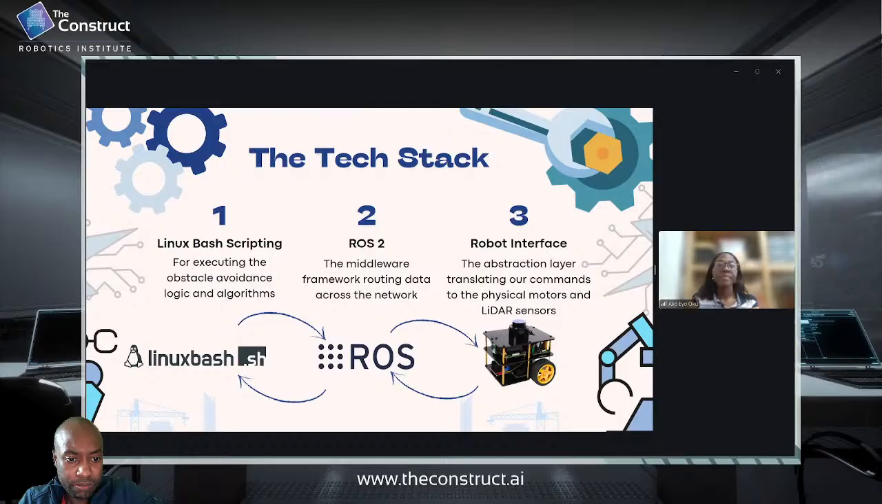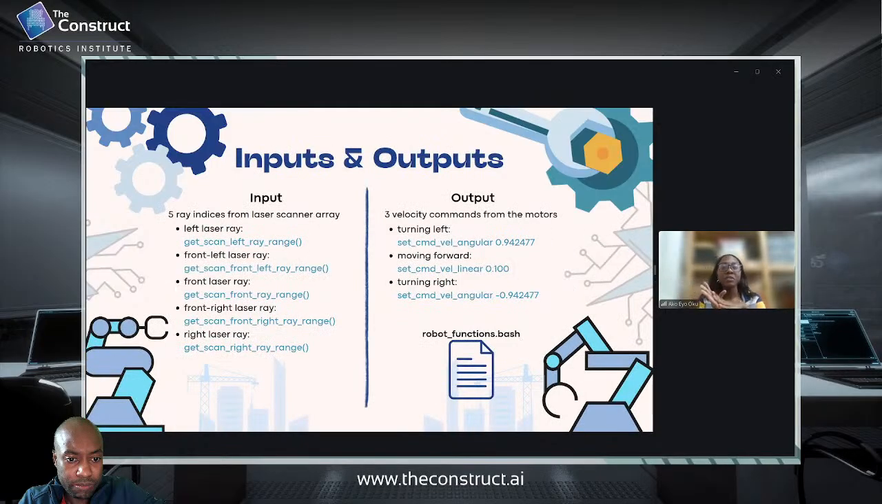So for the inputs, we needed 5 ray indices from the laser scanner array, so that's from the robot LiDAR. We needed its left laser ray, the front left laser ray, the front laser ray, front right, and then the right laser ray.